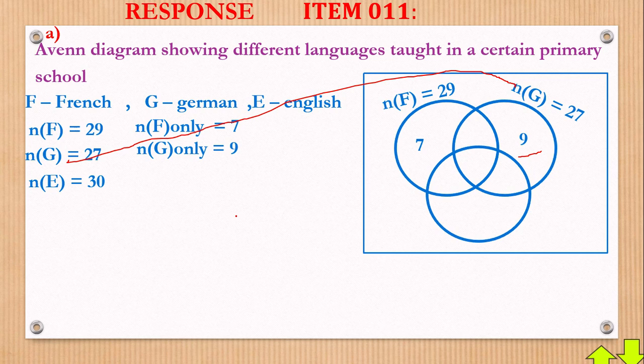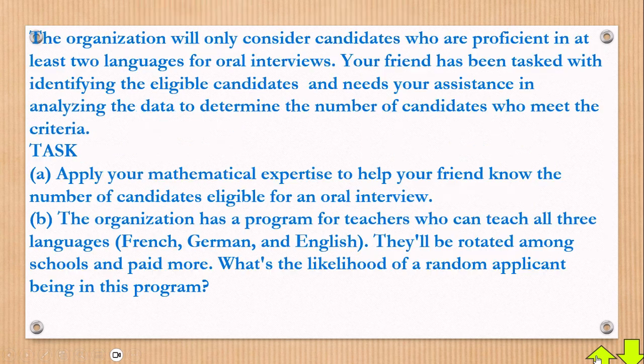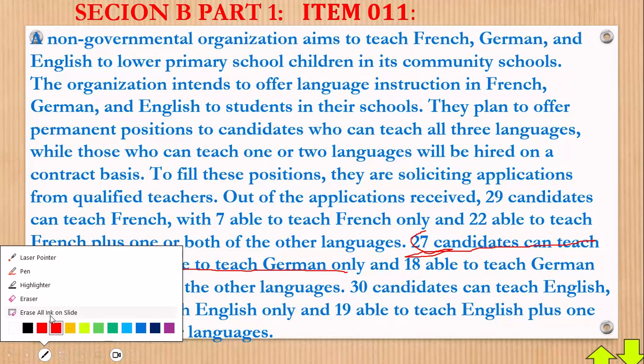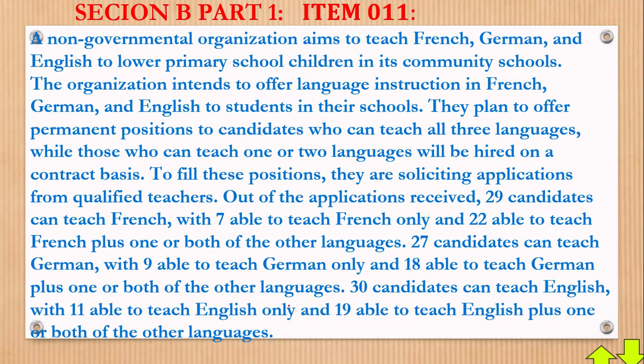Number in English are 30. Let's go back there and confirm if that is true. Summarizing slowly from the question: 30 candidates can teach English, so number in English is 30. Then with 11 able to speak English only, number in English only is 11. Let's go up there still. Okay, so we shall have.